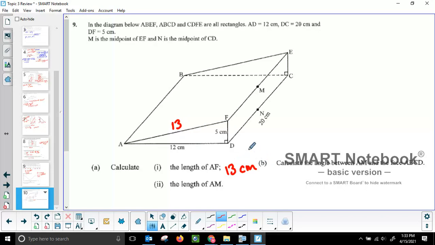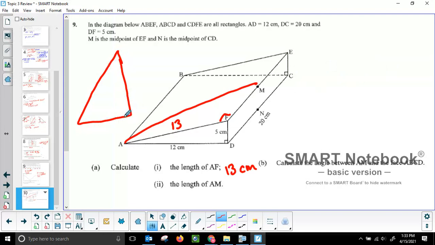All right, the length of AM. So now we're doing this triangle here. Well, we know these are rectangles, so I know this is a right angle here. So if you want to redraw it, you certainly can. We have a right angle. We just found that this is 13. Since this whole side is 20 and M is the midpoint, I know that this is 10. So this would be AFN, right? And we want to find AM.